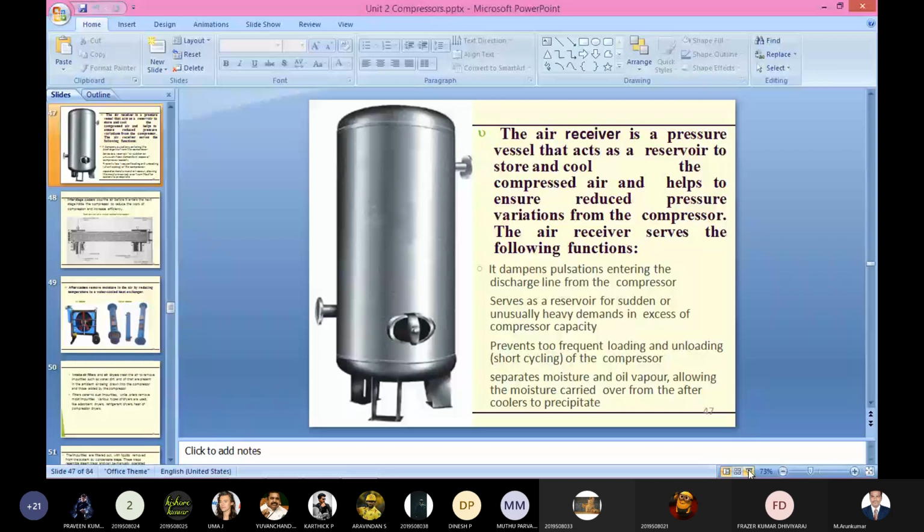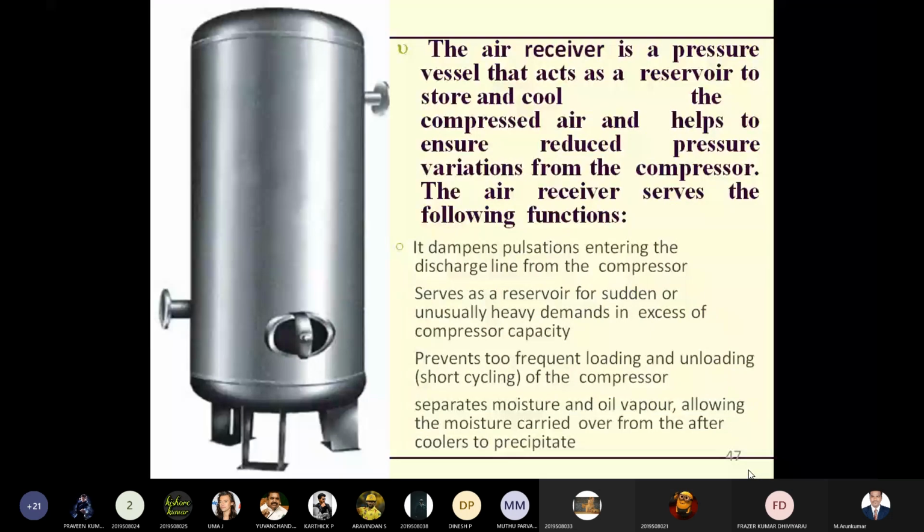Right. So the air receiver is a pressure vessel that acts as a reservoir. These are the applications. It serves as a reservoir for sudden or unusually heavy demands in excess of compressor capacity. It should prevent too frequent loading and unloading of the compressor. It should also separate the moisture and oil vapors, allowing the moisture carried over from the other coolers.